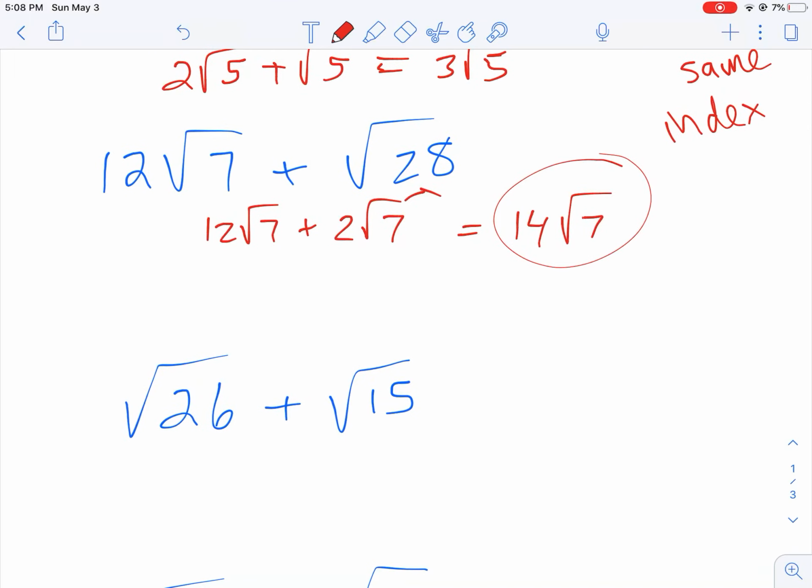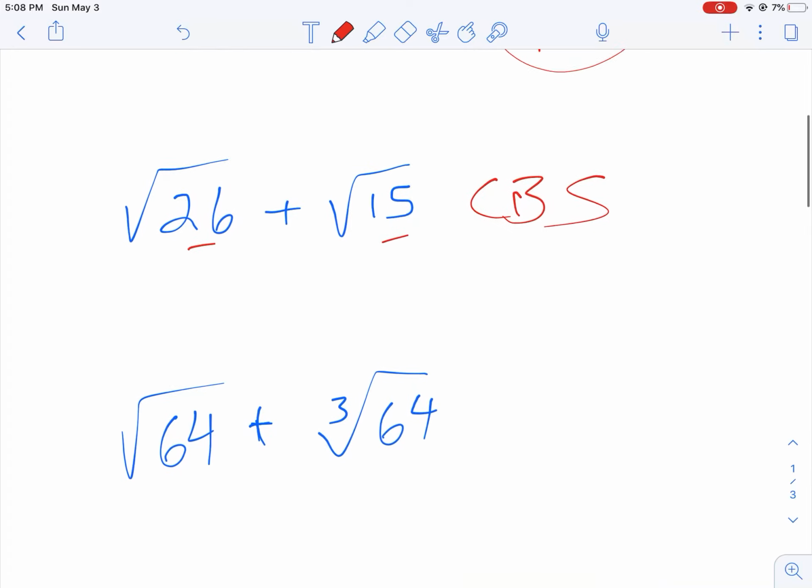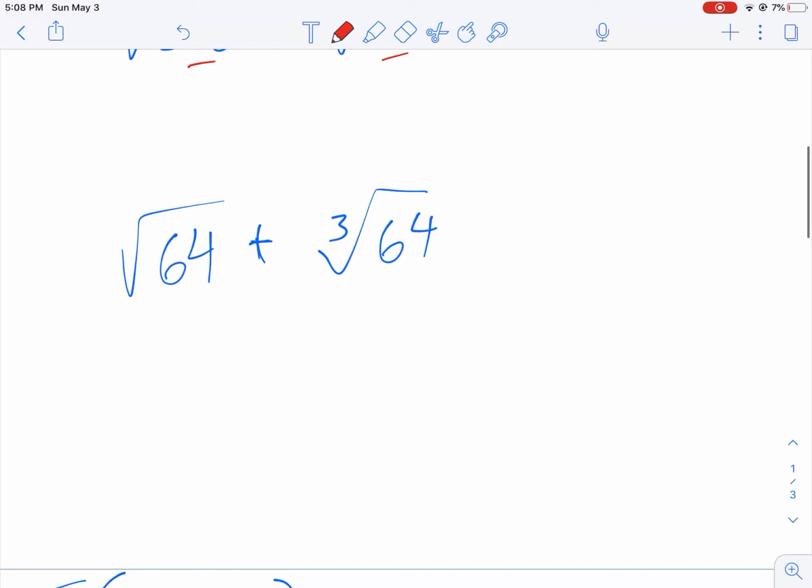All right, root 26 plus root 15. I'm trying to find perfect squares within those. That's not working. This just cannot be simplified because they're not the same radicand.